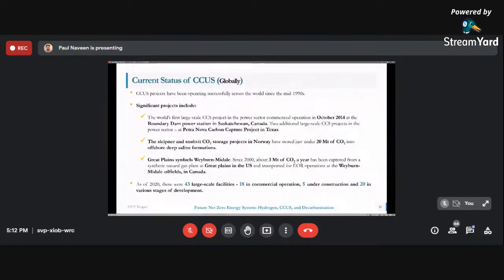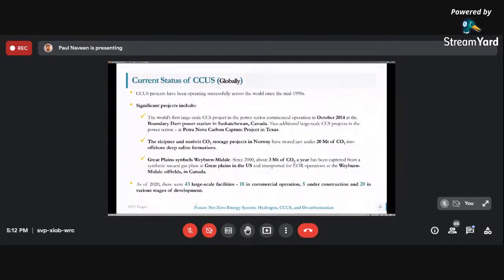So in those areas, in the zones, you can directly inject, and that is how they were able to inject 20 million tons of carbon dioxide, which is a permanent retirement in the subsurface. And also in the US, Canada and other places, this has been highly successful. Currently, in 2020, last year's statistics show that 43 large-scale facilities are still in progress, 18 under commercial operation, 500 under construction, 20 in various stages of development.